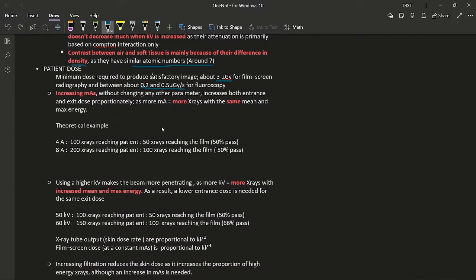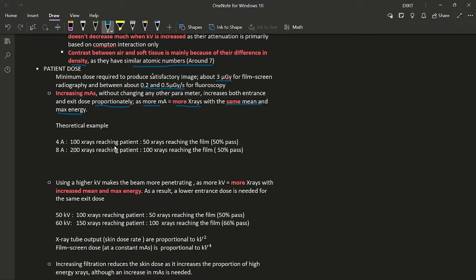So when you increase the mAs, when you increase the current without changing any other parameters, both the entrance and exit dose increase proportionately. What is happening is, with more mA, you will have more X-rays produced with the same mean energy and the same maximum energy. This is a theoretical example, values will be wrong, just to know what is happening.